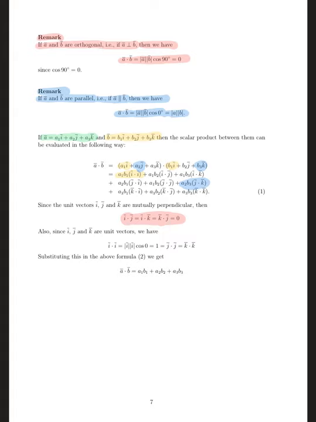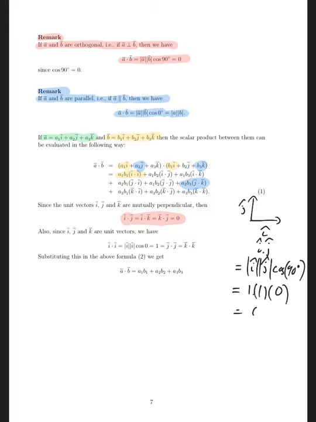So take i and j for example. i is in the x direction, j is in the y direction. So i dot j is equal to the magnitude of i times the magnitude of j times the cosine of 90 degrees. The magnitude of i is 1 and the magnitude of j is 1. They're defined that way as unit vectors. So that's 1 times the cosine of 90 degrees, which is 0. And so I get 0. So that's that line here.